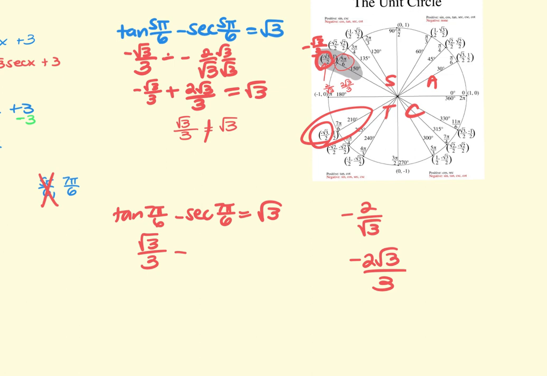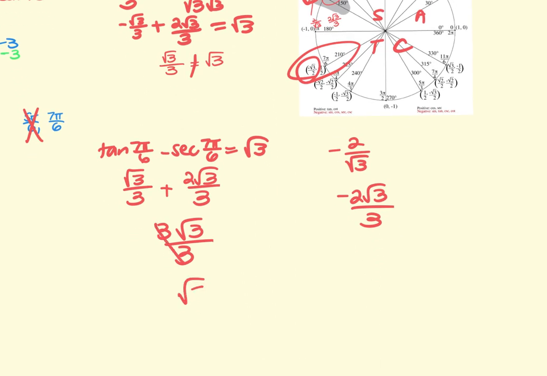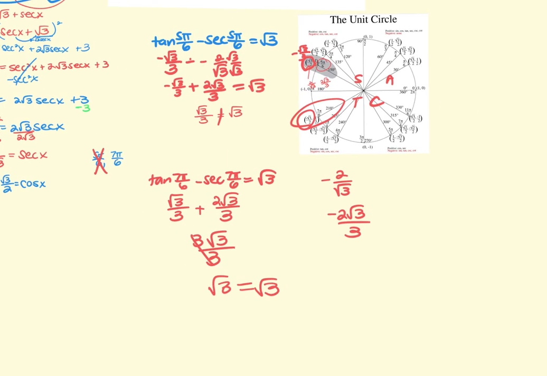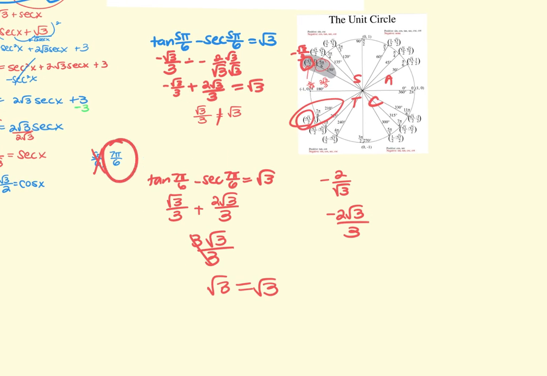It's not negative. It's positive. No, it is negative. Sorry, it's negative. So this becomes plus 2 root 3 over 3. And this becomes 3 root 3 over 3, which is just root 3. And that's the one that works. So 7 pi over 6 is the one you get to keep.